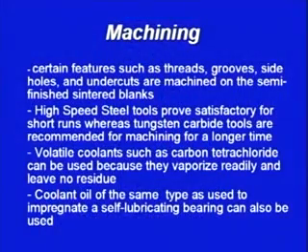Moreover, there is also a restriction on the use of coolant. Coolant may leave some residue and may later on cause rust or corrosion. So, volatile coolants such as carbon tetrachloride can be used because they vaporize readily and leave no residue. Carbon tetrachloride is the recommended coolant, or cutting fluid, for machining of powder metallurgy parts. Moreover, coolant oil of the same type as used to impregnate a self lubricating bearing can also be used. So, oil based lubricants or coolants similar to the self lubricating oil that we use for making a self lubricating bearing can be used.